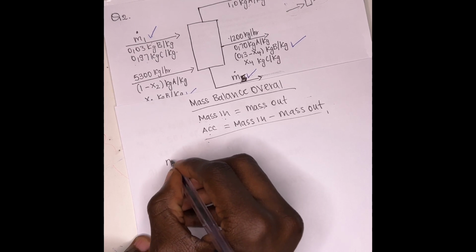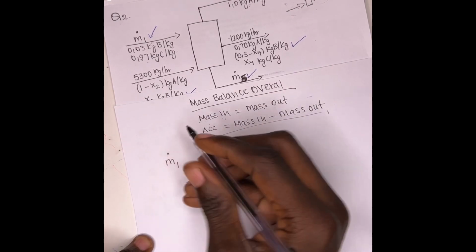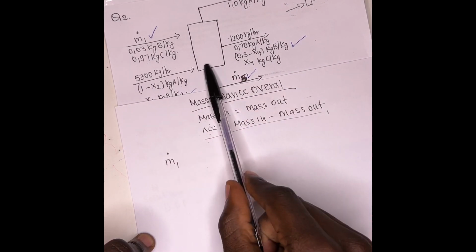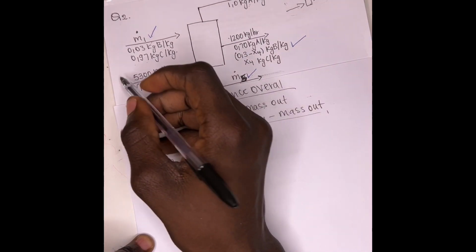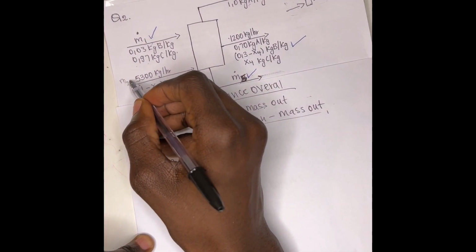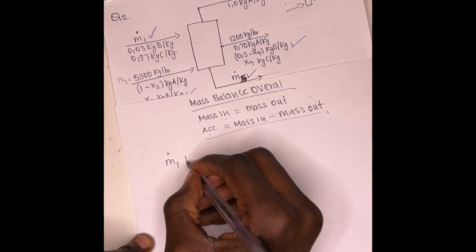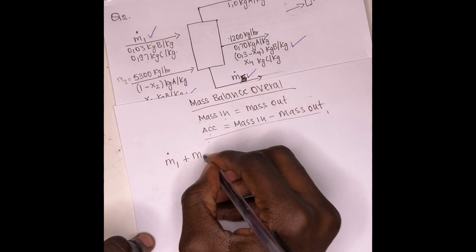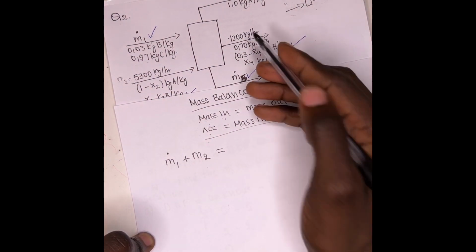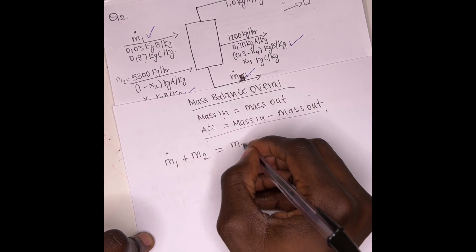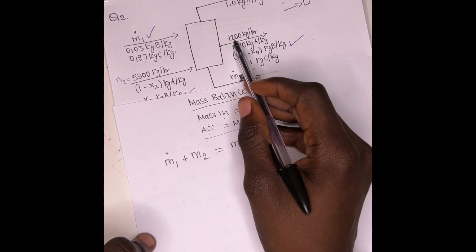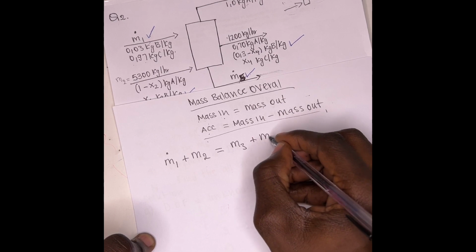Is M1, this guy, also going to this guy. So this stream, you have M2, but for this M2, they already give you the value. So you're going to have plus M2 equal M3, and then this one you can call M4, plus M4.